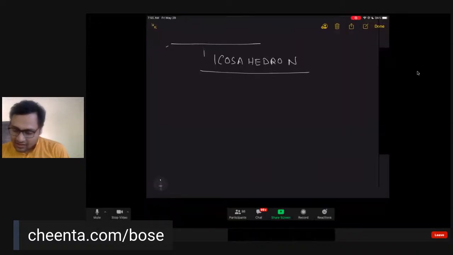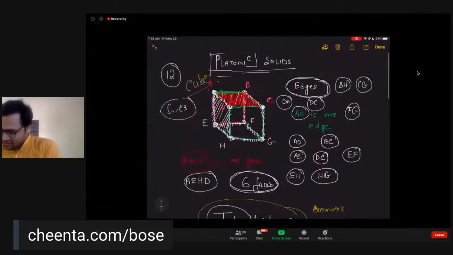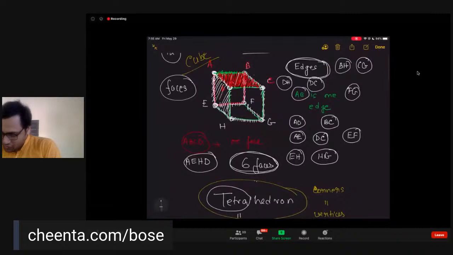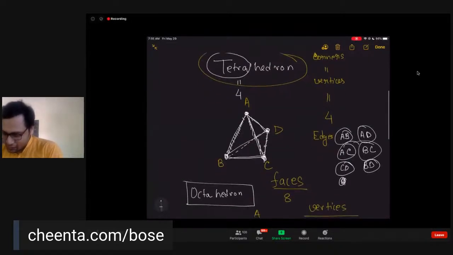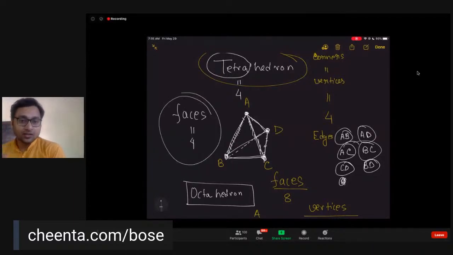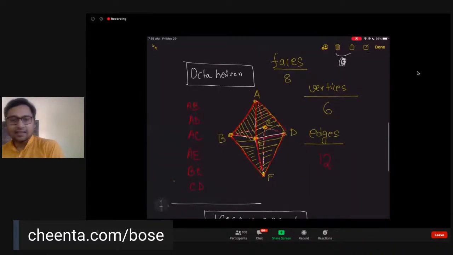So we have the famous fourth one, the icosahedron. Remember, so far what do we have? We have the cube with 6 faces. The tetrahedron had 4 faces. Tetra means 4. The octahedron had 8 faces.